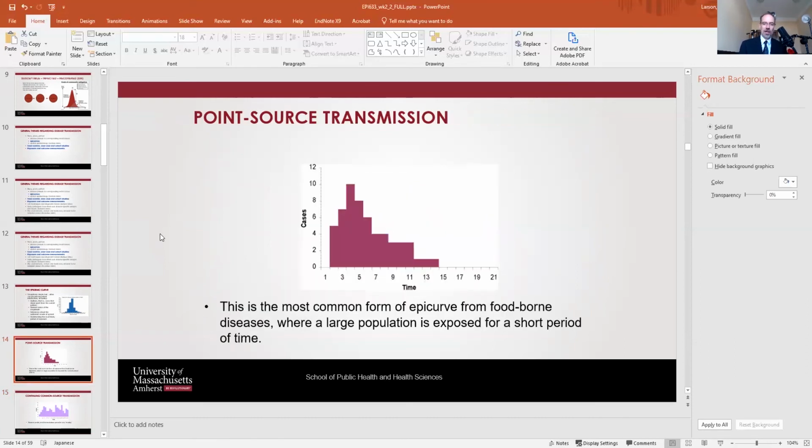Worth noting that in this point source transmission, we get some indication of time from exposure to onset of disease from this curve, and it looks like about 4 days in this case. In general, it can depend on the individual. So that's one thing we can also conclude from this.